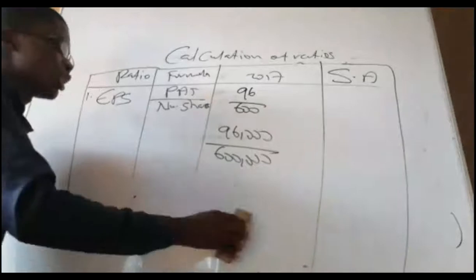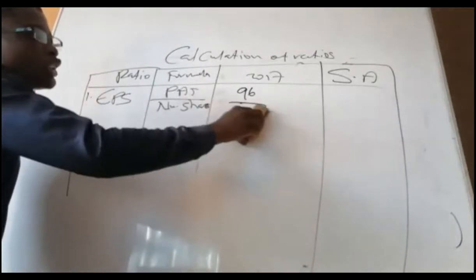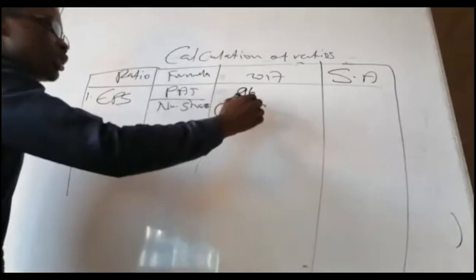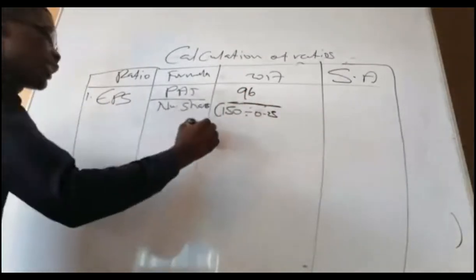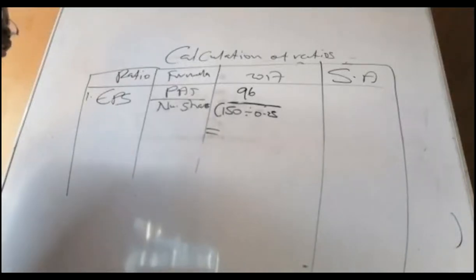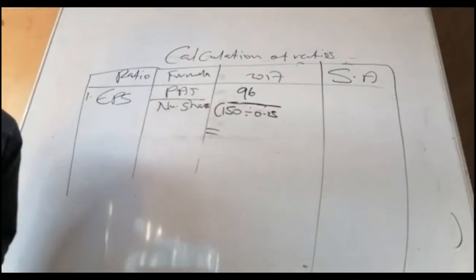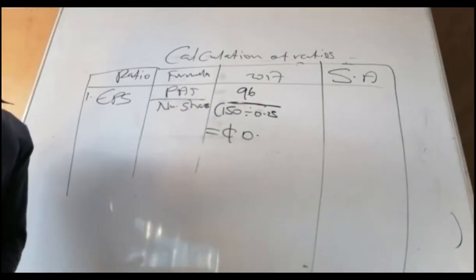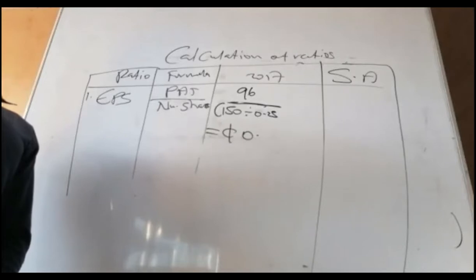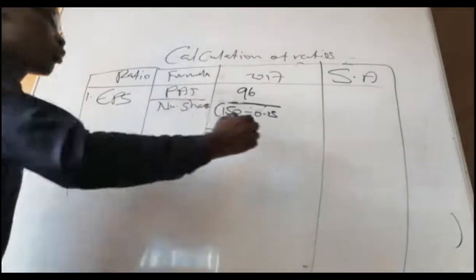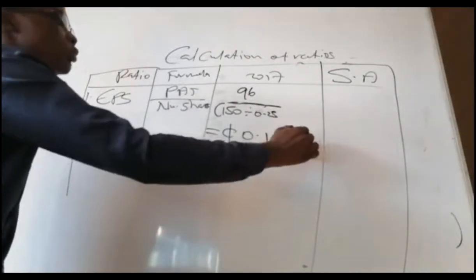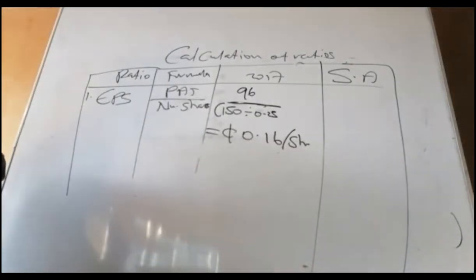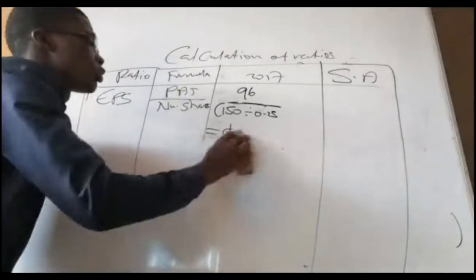Good. If you don't have the calculation of the 600, show the working, how you got the 600. So something like this: bracket 150 divided by 0.25. And so 96 divided by 600 gives 0.16 per share. We are done. That's number 1.